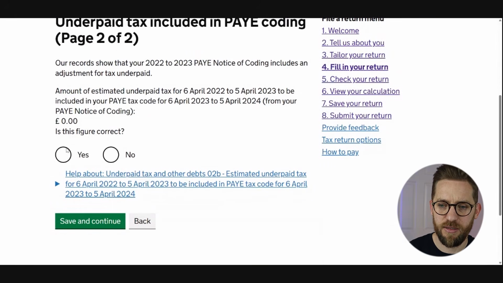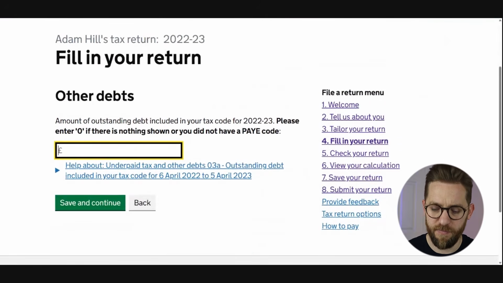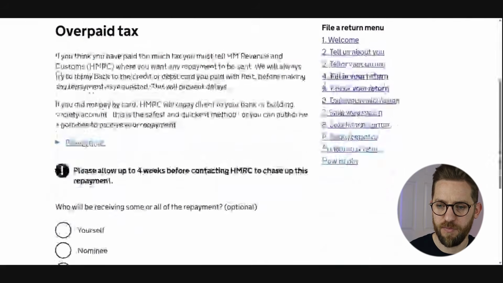Similar question again. Yes, I'm happy that this is correct. Check your dates, check your coding notices. And then this one, I'm entering a 0 here, if the amount of outstanding debt included in my tax code for 22-23, there was no outstanding debt in my tax code, you would know from looking at your coding notice. But if there's nothing, you can enter 0.